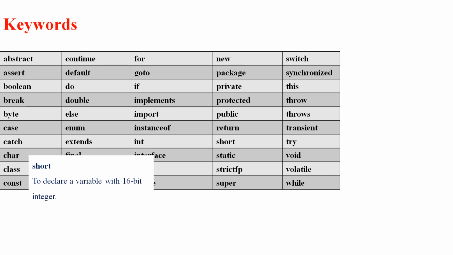Next we have short. Short is also a kind of data type that can store variables with 16-bit integers. It can store whole numbers too. So by using this short, we can also store whole numbers.